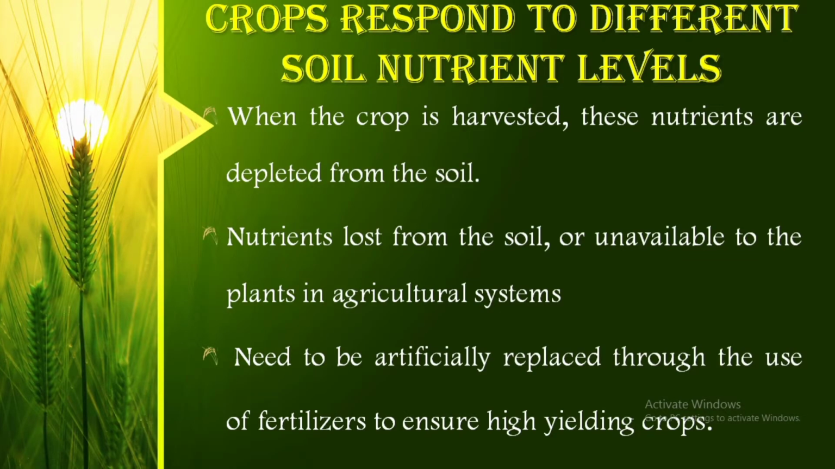Crops respond to different soil nutrient levels. In agriculture systems, however, elements such as nitrogen, phosphorus and potassium are removed from the plant or soil system when the crop is harvested, and over time these nutrients are depleted from the soil. Low levels of available nitrate or ammonium in the soil will limit a plant's ability to synthesize protein, DNA and a number of other biomolecules, which reduces the overall yield of the crop.